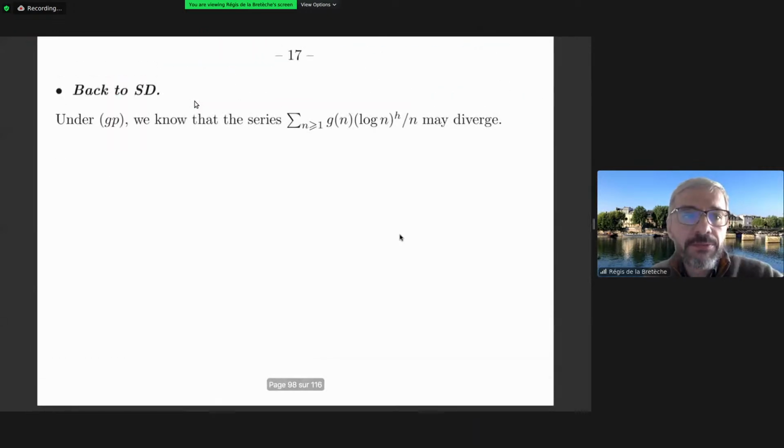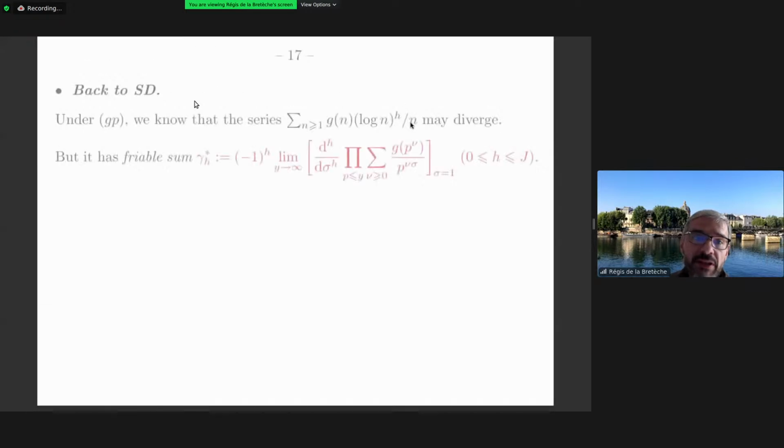And if we go back to the Selberg-Delange result, under GP we know that the series of g of n log n power h over n may diverge, but the variable sums converge for h less than j.